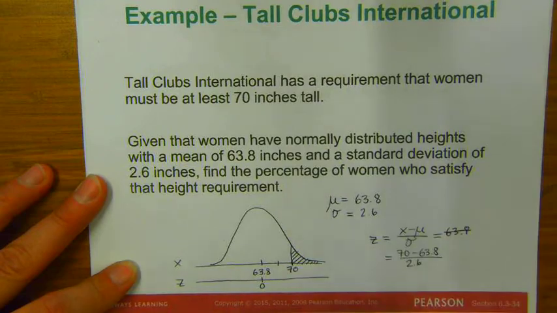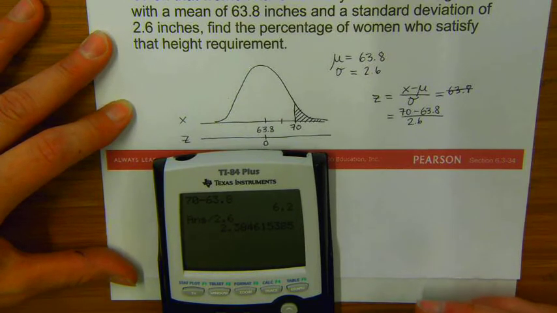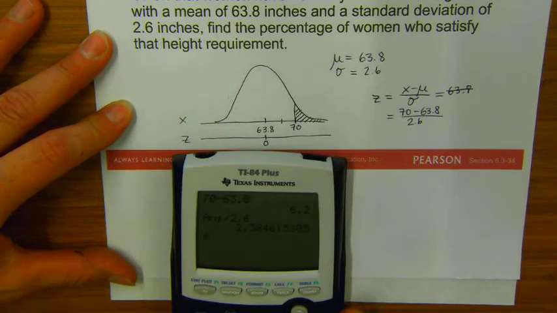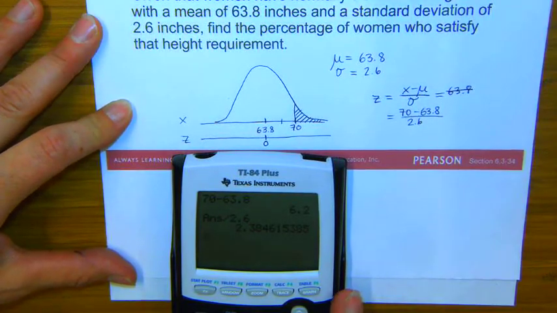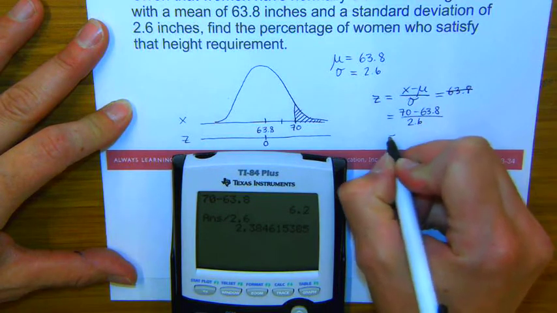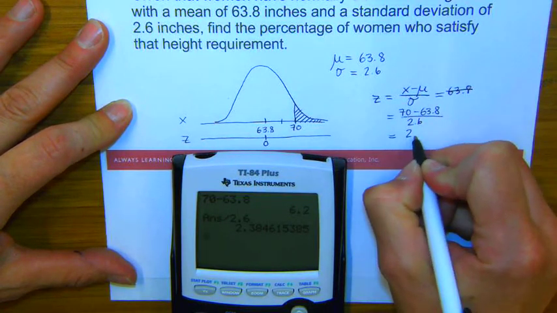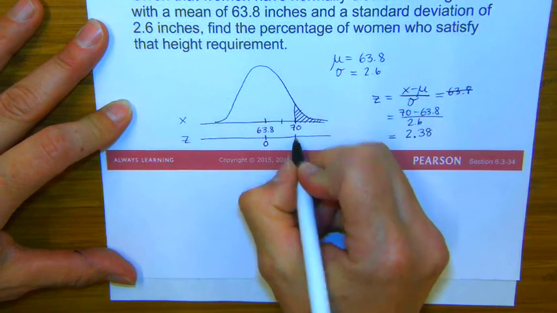So let's look at our calculator over here. We have 70 minus 63.8, and that divided by 2.6 is equal to 2.38. We always round z-scores to 2 decimals, so over here we have 2.38 as our associated z-score.